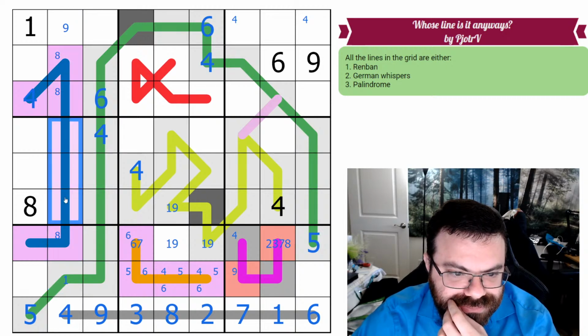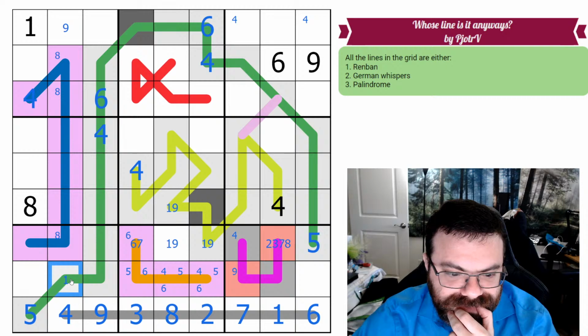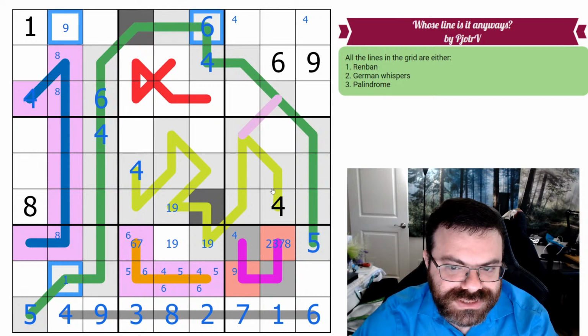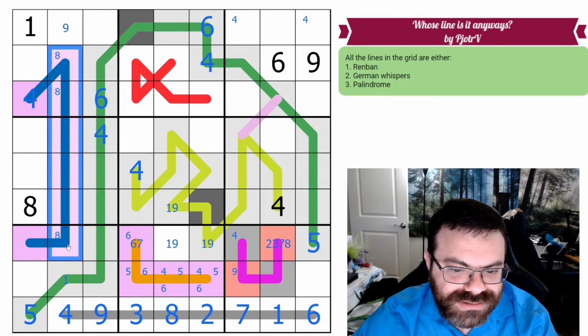Six is... This can't be a 6. So, and this can't be a 6. So 6 is definitely on the renban line here. It's not in one of these two. So there's a 6 in one of these 4.